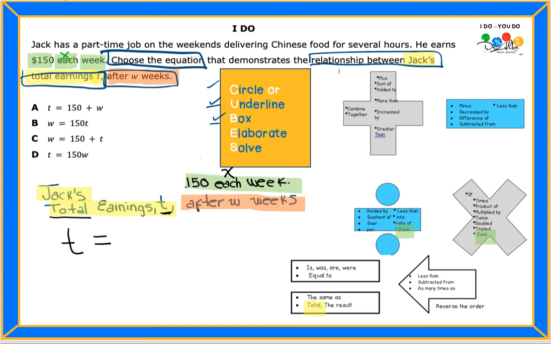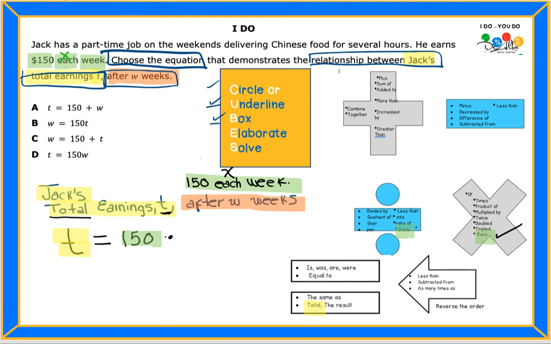So now I added this section in green, 150 each week. And if we notice, we already highlighted the word each. In this case, we chose that it is representing multiplication. Great. So now all we have to do is just transfer this number in here. We got the number 150 from this green section. The total we got from where we highlighted in yellow. And then it says each week. And for each week, we said it's going to be multiplication because that number is going to be repeated.